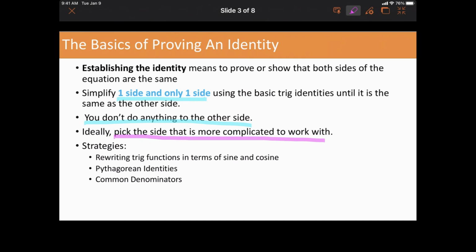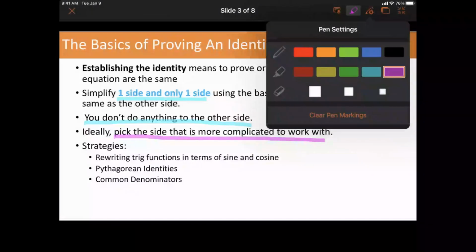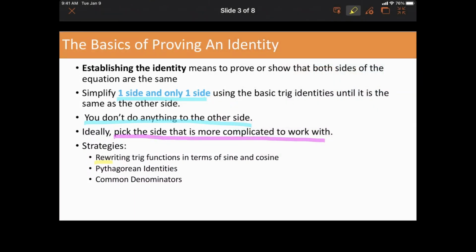And we've learned different strategies. So far, we've learned about rewriting trig functions in terms of sine and cosine, so breaking it down into smaller pieces, and using Pythagorean identities. And for this lesson, we're going to talk about common denominators.